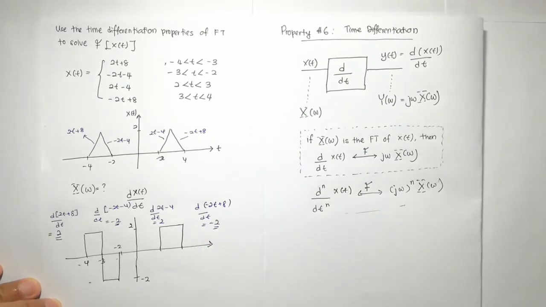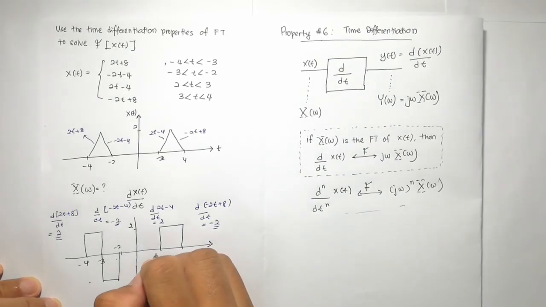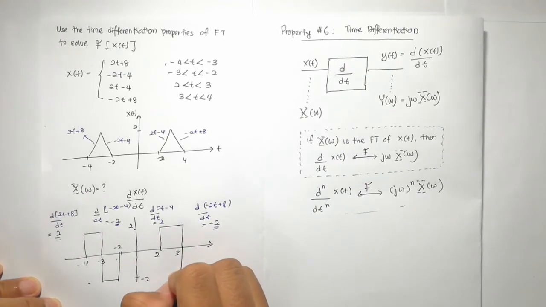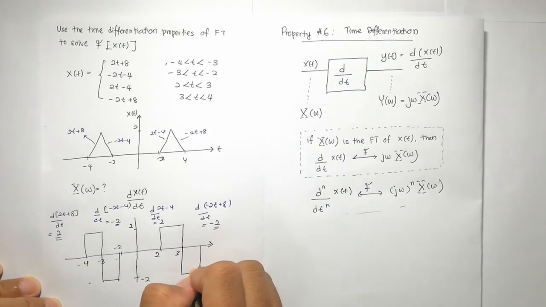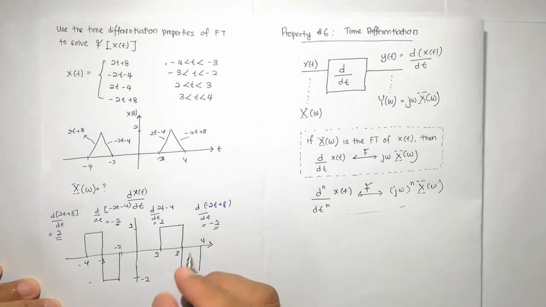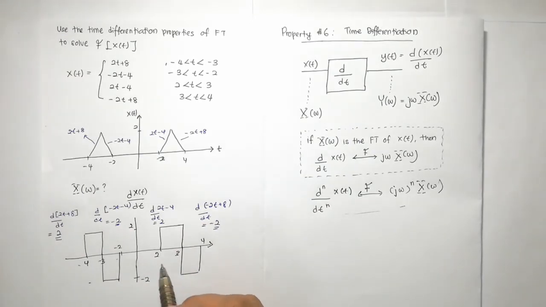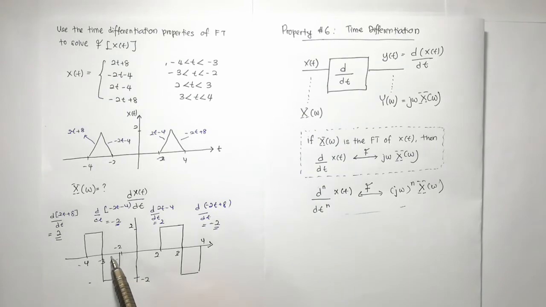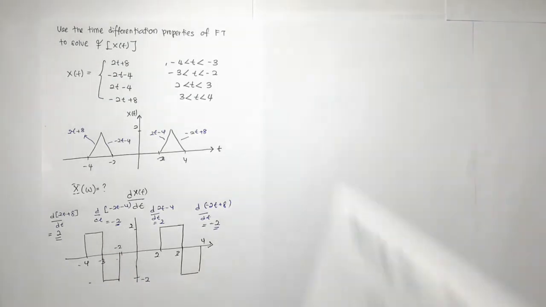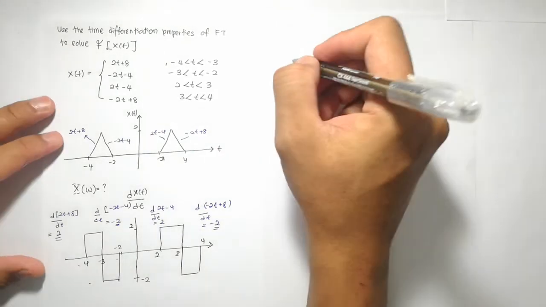So we have this one from 2 to 3, and then this one from 3 to 4. Okay, so this one is also negative 2. So we have this differentiation for x(t), and we need to differentiate this one more time, because we don't have a delta function yet.